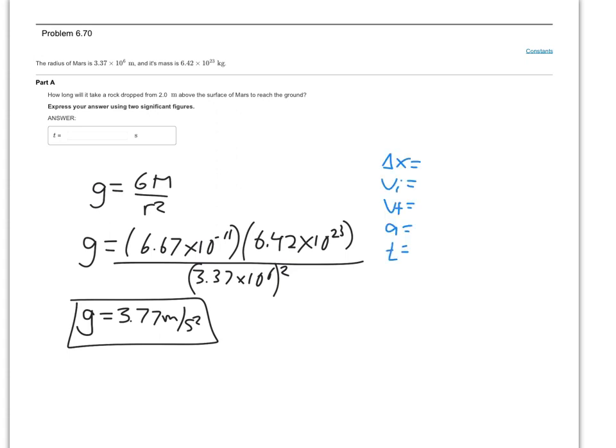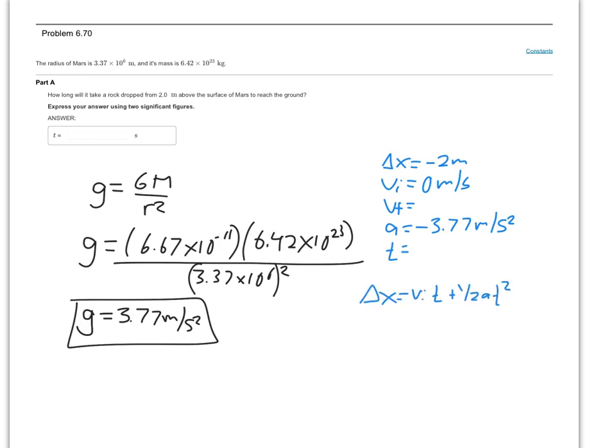Once we have that, it's back to kinematics here to determine how long it will take this rock to drop 2 meters. So we know our displacement is negative 2 meters because it's falling. We're dropping it, so our initial velocity is 0, and our acceleration now is going to be negative 3.77 meters per second squared, the free fall acceleration on the surface of Mars.